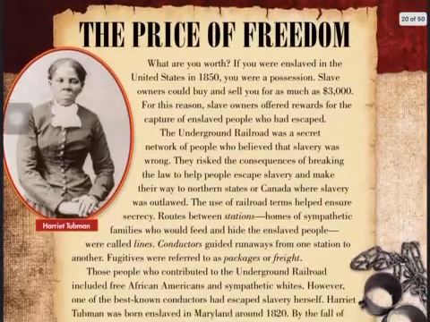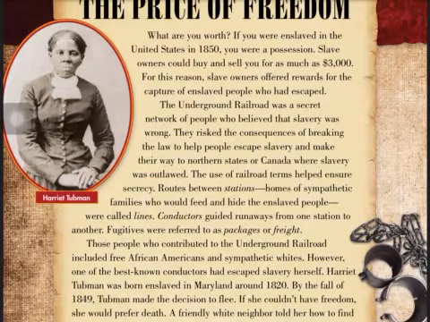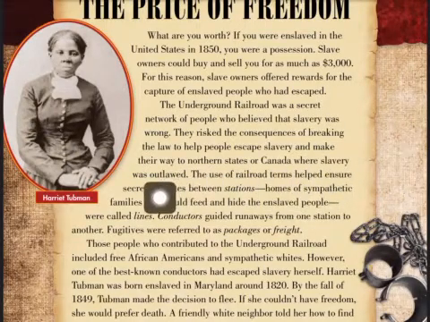Now let's go ahead and get started with the price of freedom. What are you worth? If you were enslaved in the United States in 1850, you were a possession. Slave owners could buy and sell you for as much as $3,000. For this reason, slave owners offered rewards for the capture of enslaved people who had escaped. The Underground Railroad was a secret network of people who believed that slavery was wrong. They risked the consequences of breaking the law to help people escape slavery and make their way to the northern states or Canada where slavery was outlawed.